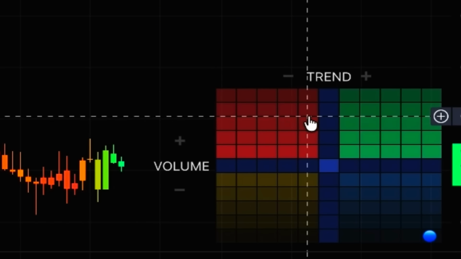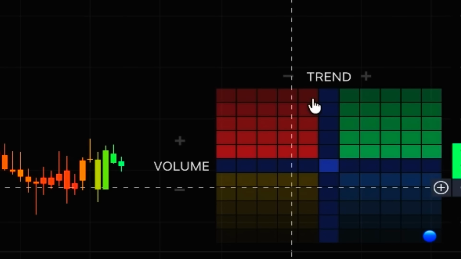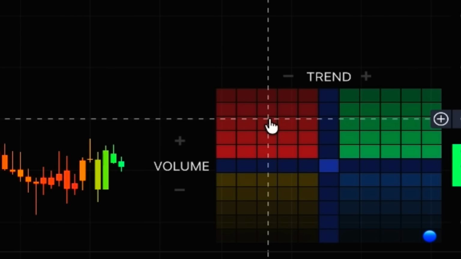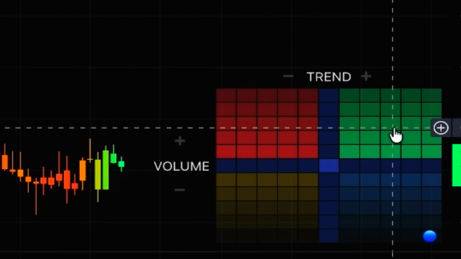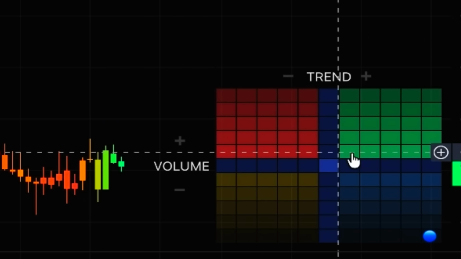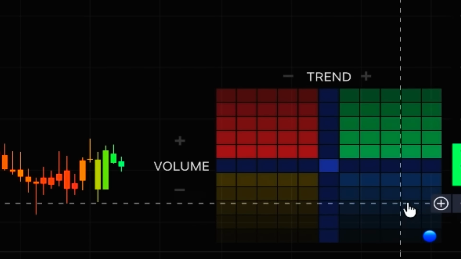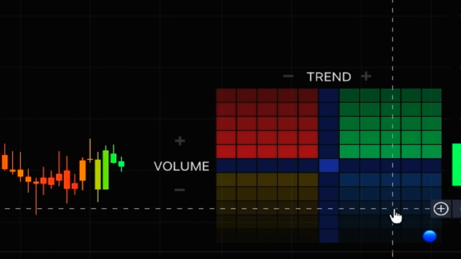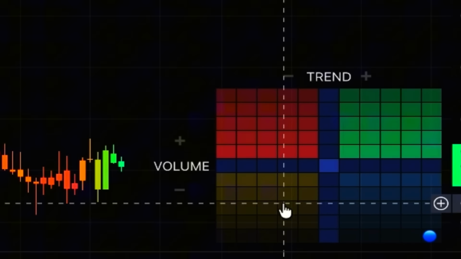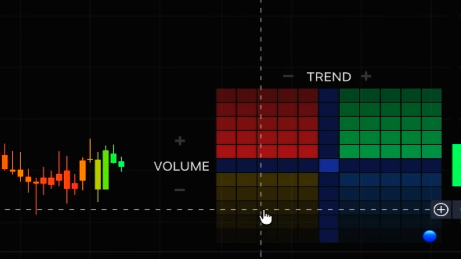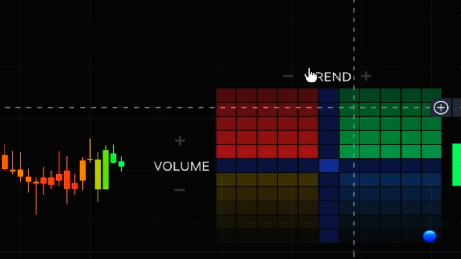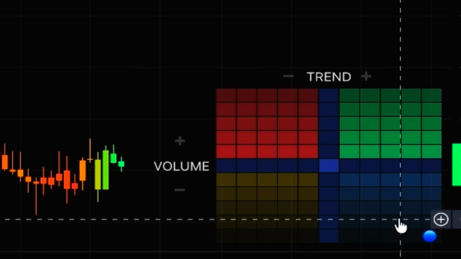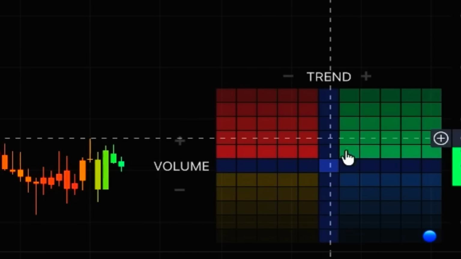As you can see, the box is divided into 4 segments. Here it's red showing downtrend and above the average volume. Here it is green showing uptrend and above the average volume. Here it's blue showing uptrend but below the average volume, and here it's yellow showing downtrend and below the average volume. Alright, now you can see that we have a blue circle here that, depending on the current condition of the market, it is placed on different segments here in this box.